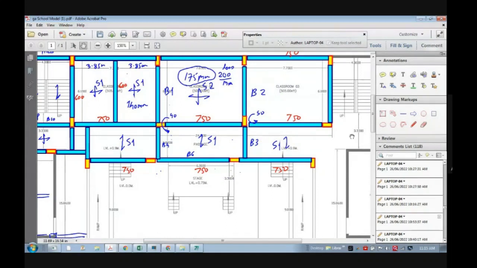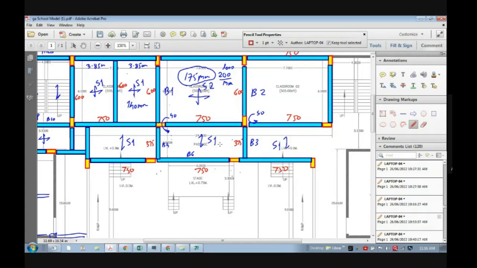Then this will be 600 something. अभी यहाँ भी एक choice है ये वाला. So let's say this B1 is 600, this B2 is also 600. And what size you will take for B4? The span is 3.82. As far as thumb rule is concerned, it will be something 375, right? 375 आ जाएगा ना, as far as thumb rule is concerned.